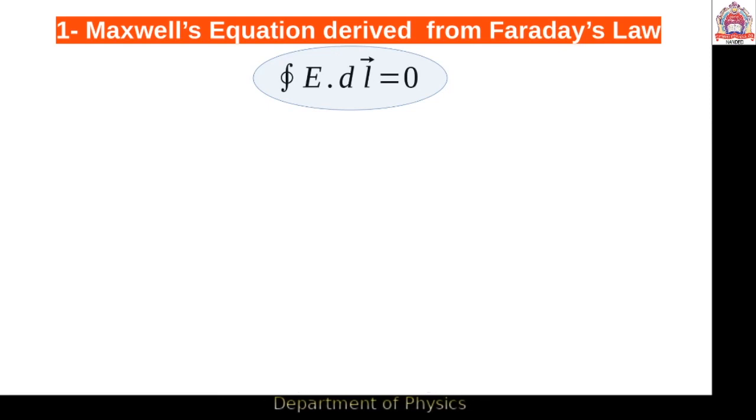This equation gives the electromotive force induced in a closed loop, that is given by e equals minus dphi by dt.